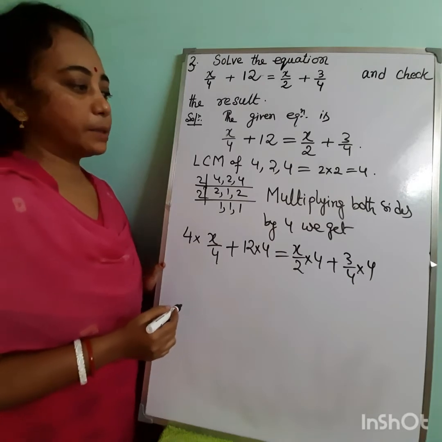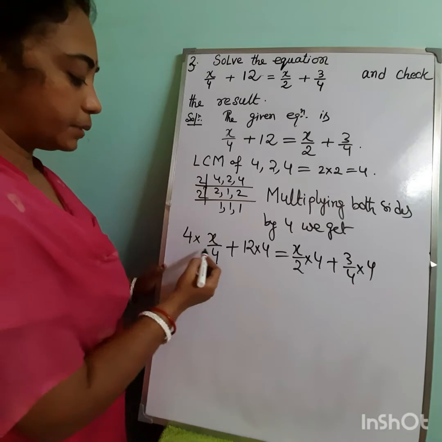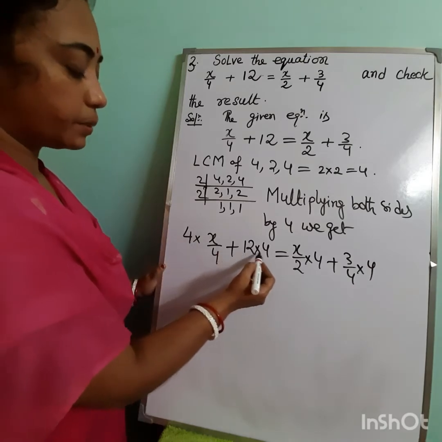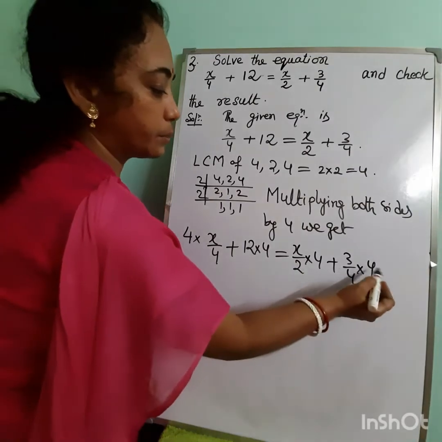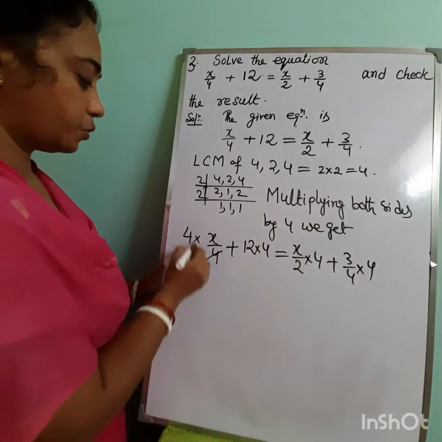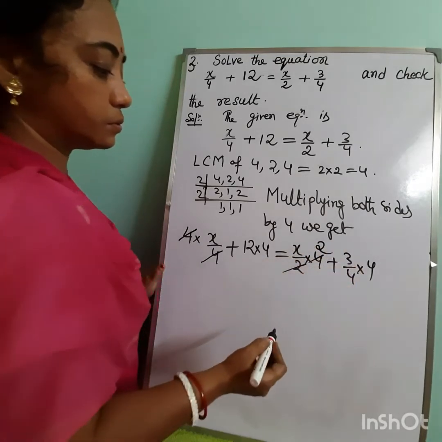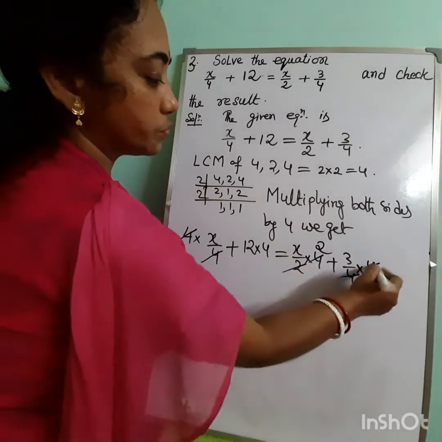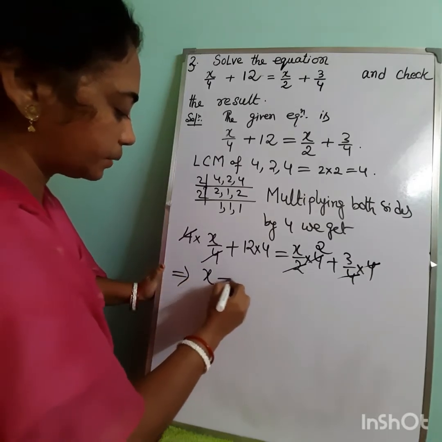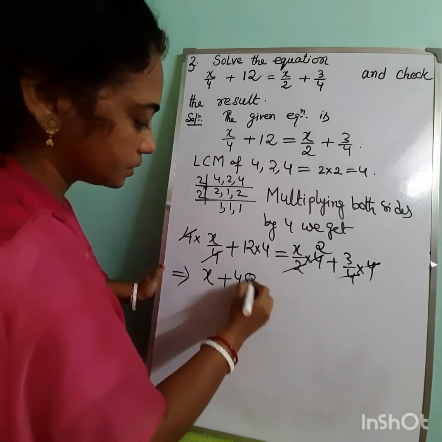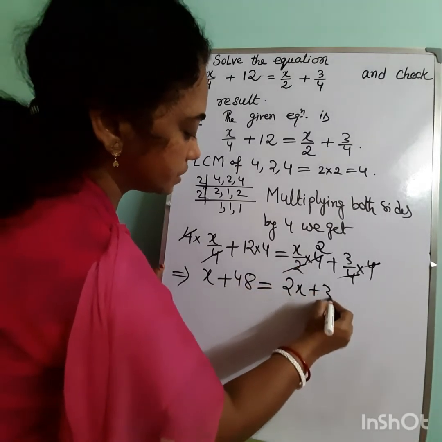After that we will multiply both sides by 4. So we get 4 multiplied by x by 4 plus 12 multiplied by 4, then x by 2 multiplied by 4 plus 3 by 4 multiplied by 4. Here 4 will cancel out. Here 2 twos are 4, so this 2 will cancel out. So we get x plus 48 is equal to 2x plus 3.